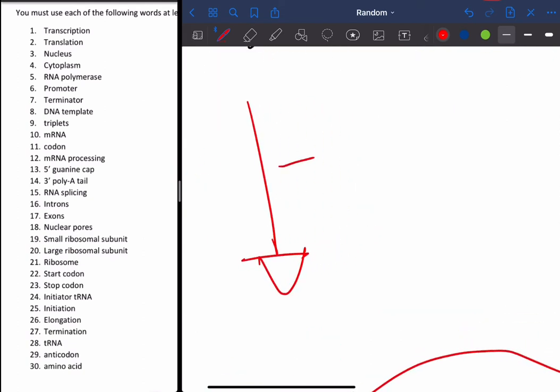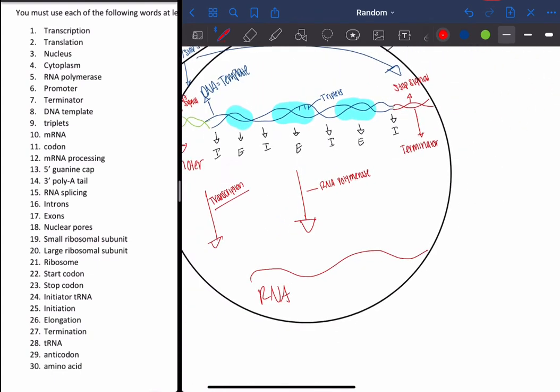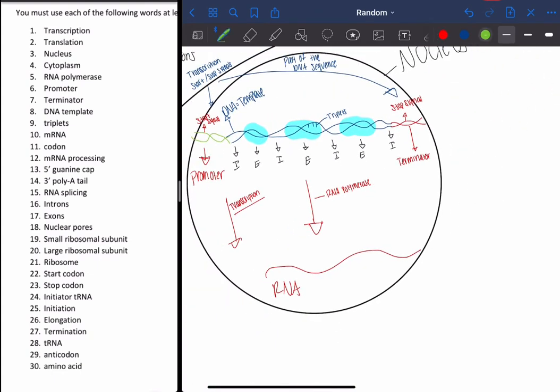This right here is RNA polymerase. We also have these little exits. These are our nuclear pores.